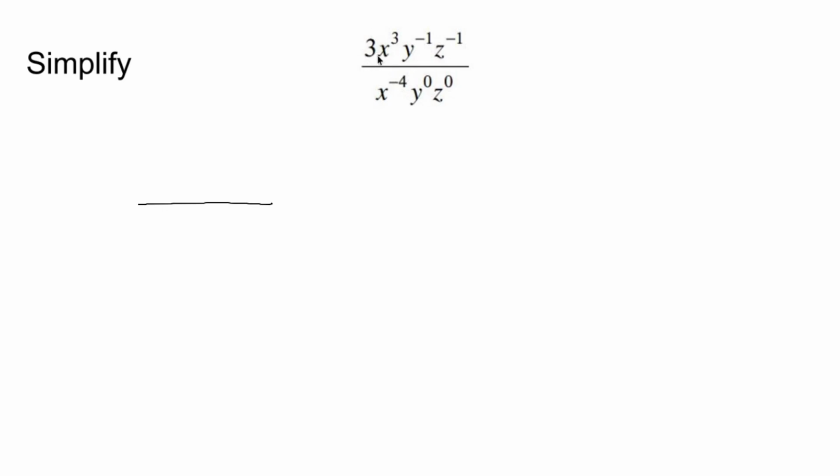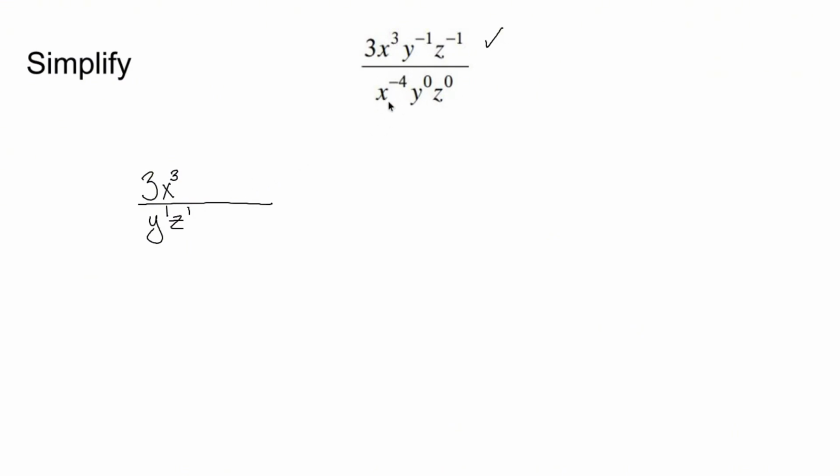Anything with a positive exponent or an invisible 1 exponent stays. So 3 stays as 3. X to the positive 3 stays in the numerator. Y to the negative 1 moves to the denominator and becomes y to the positive 1. Z to the negative 1 moves to the other side of the fraction bar and becomes z to the positive 1. So we're done with the numerator.